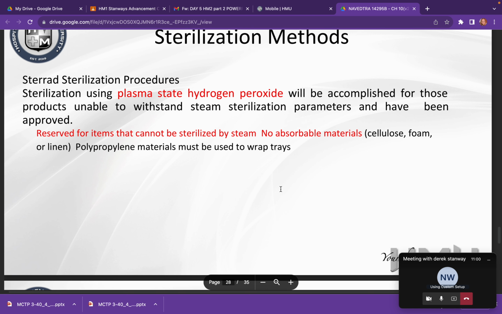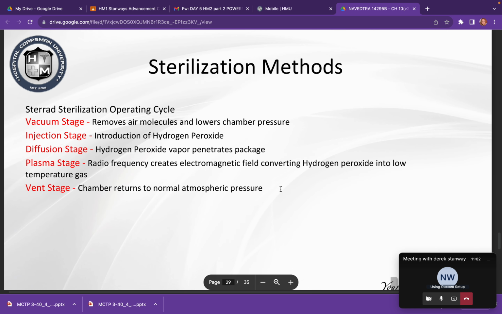STERRAD sterilization operating cycle. You have the vacuum stage. It removes air molecules and lowers chamber pressure. Injection stage. It introduces the hydrogen peroxide. Diffusion stage. Hydrogen peroxide vapor penetrates the package. The plasma stage, radio frequency creates an electromagnetic field converting hydrogen peroxide into low temperature gas, and the vent stage is where the chamber returns to its normal atmospheric pressure. The two I've seen on the test for these are your injection and your diffusion stages, when it's talking about the introduction of hydrogen peroxide and then the hydrogen peroxide actually penetrating the package.